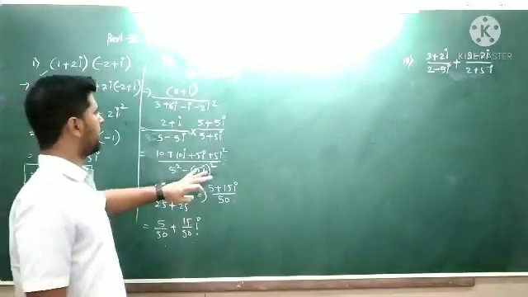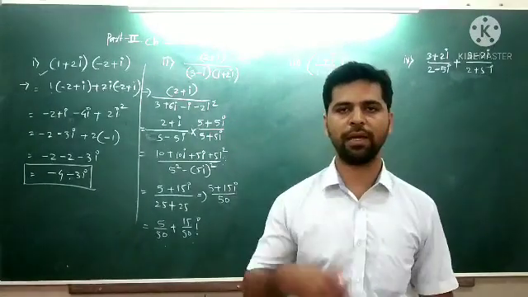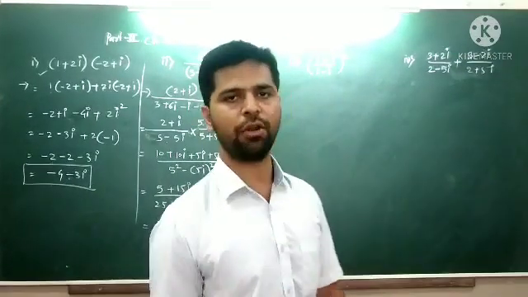Okay. So when you get a denominator of a complex number, you have to get rid of that by using the rationalization or by using the conjugate of that denominator. Okay.